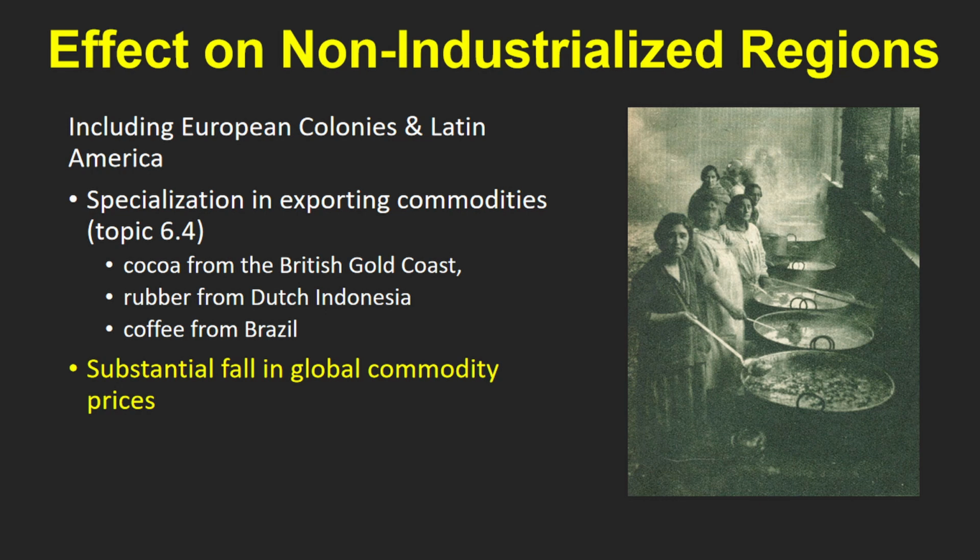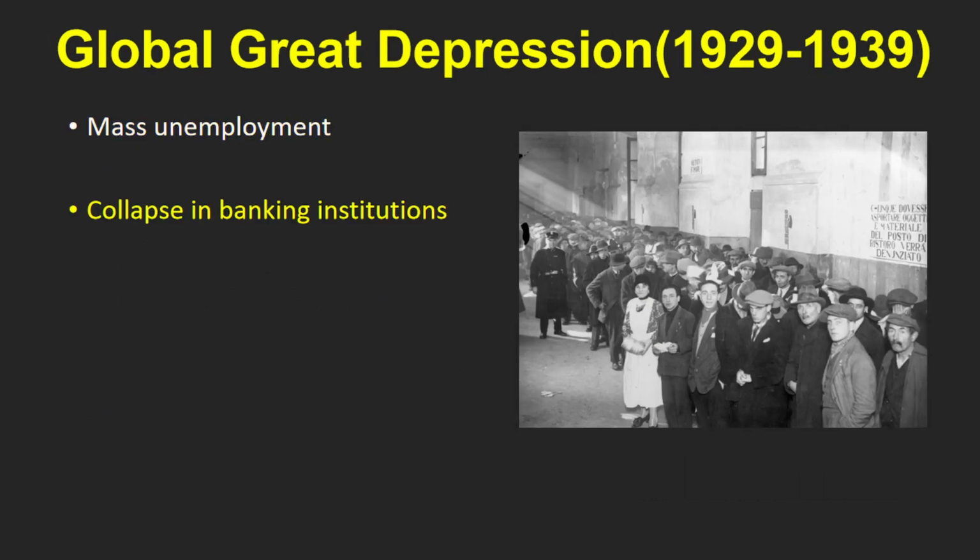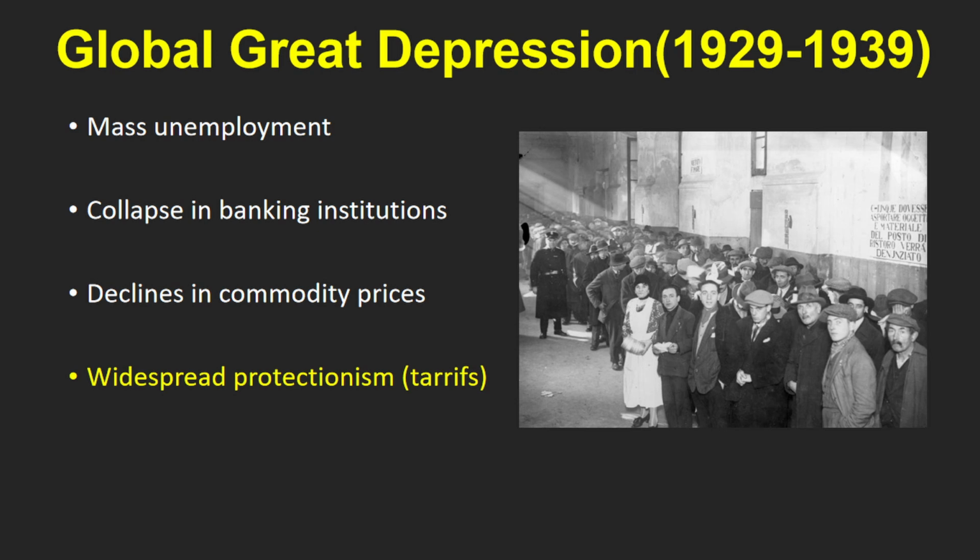Mass unemployment, collapse in banking institutions, declines in commodity prices, and widespread protectionism meant world trade declined by over 60%. Governments around the world responded in a variety of ways, but for the most part they all demonstrated greater government involvement in the economy.